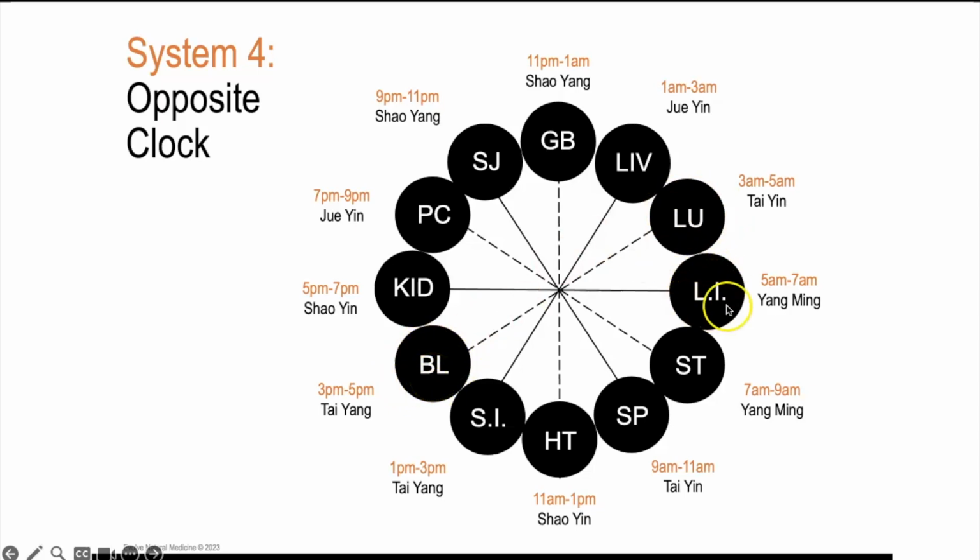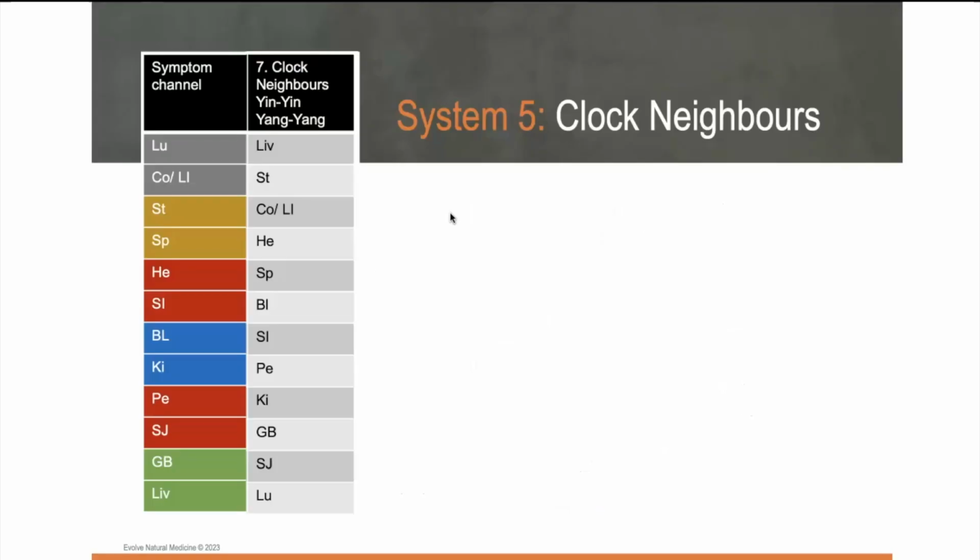If we go to colon, large intestine, 5 to 7 a.m., Yang Ming is balanced by 5 to 7 p.m., kidney Shao Yin. Again, we move to stomach, 7 a.m., which is Yang Ming, is balanced by Jue Yin, 7 p.m. to 9 p.m. So again, once you get your head around it, not too hard.